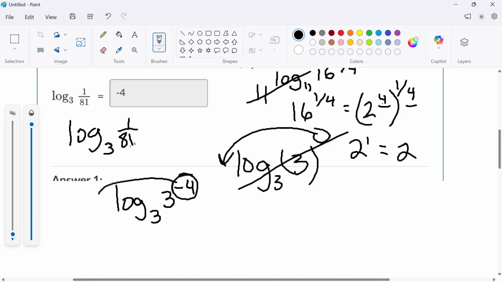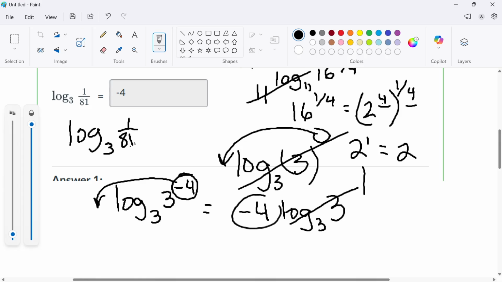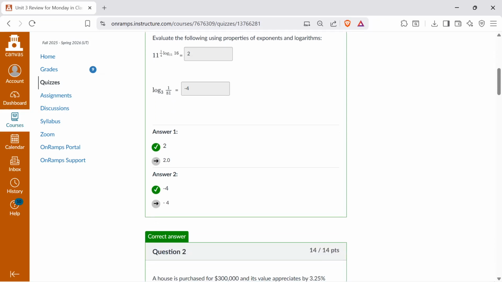Then I can take that power and put it in front. That equals -4 times log base 3 of 3. That's just 1, so the answer is -4. Or you can remember at that step, it goes away there, inverse, and it's going to be -4. But anyway, that's how I got the answer, -4 for that one. Next.